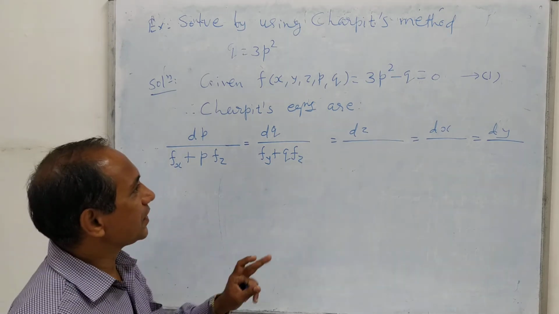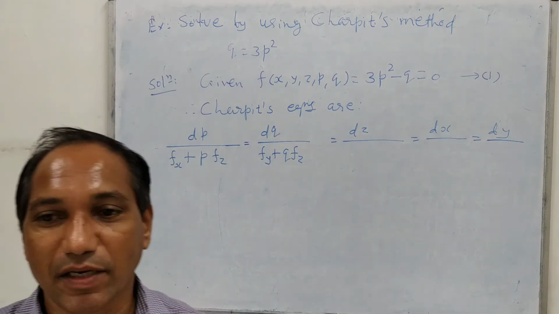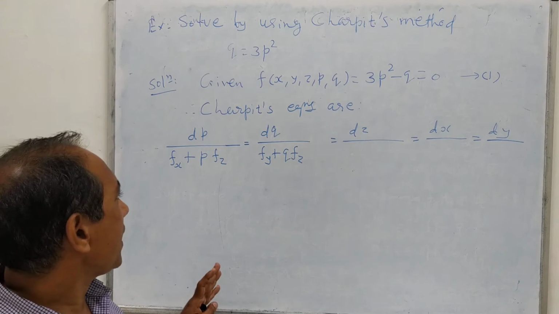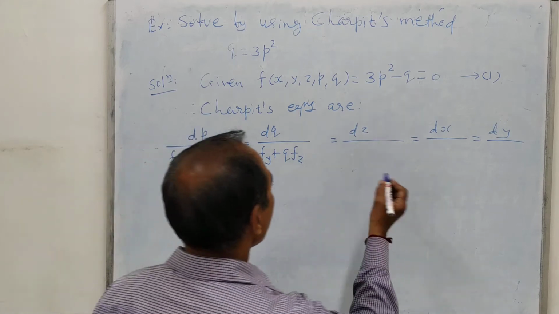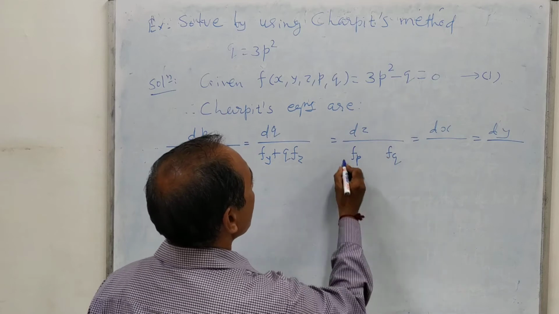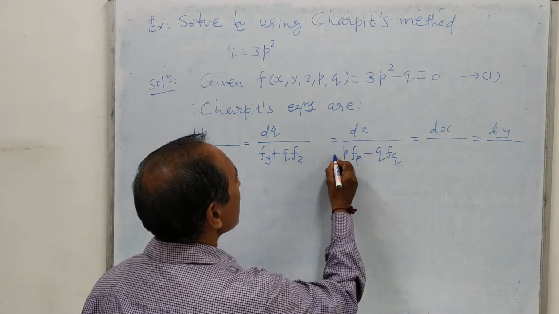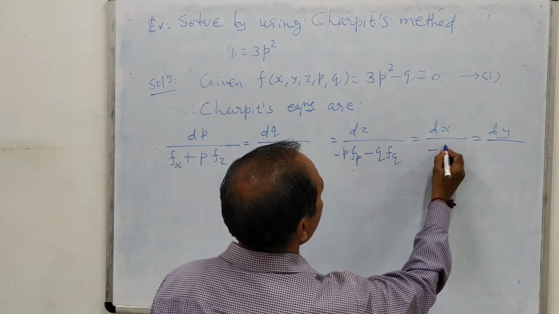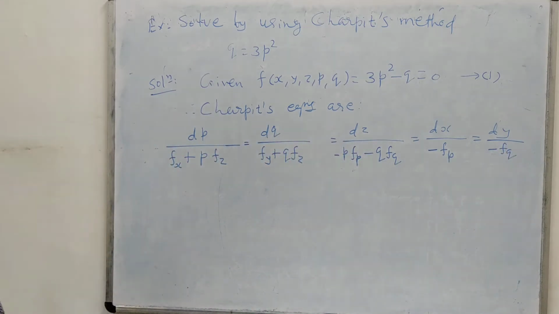With dz, in the rest of the equations only fp and fq are involved. No fx, fz or fy are involved. So here we know that dz involves fp and fq, and fp is multiplied by p and fq is multiplied by q. Here is minus, here is minus. And then dx has minus fp and dy has minus fq. So these are the Charpit's auxiliary equations.